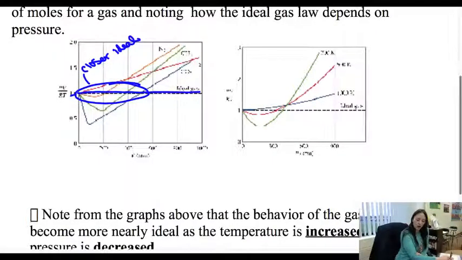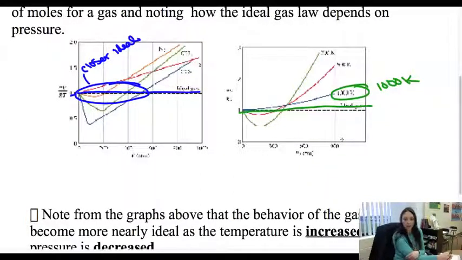Now, if we do the same sort of thing on the right side here, with pressure changing in PV over T, what we notice is that the temperatures are different up here on the right. And at a higher temperature, yours says 1,000 Kelvin, that is the closest to my ideal gas line, what an ideal gas would behave like. So what we get out of this is that at lower pressures and at higher temperatures, a real gas and an ideal gas are pretty much interchangeable. But once we get to low temperatures and high pressures, you're no longer really acting like an ideal gas.